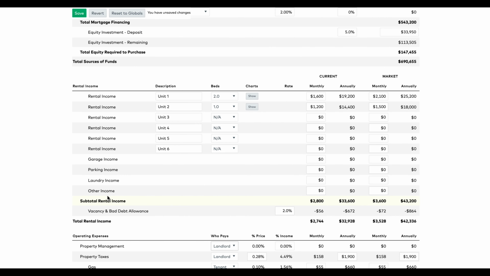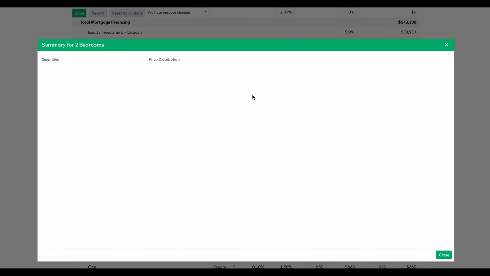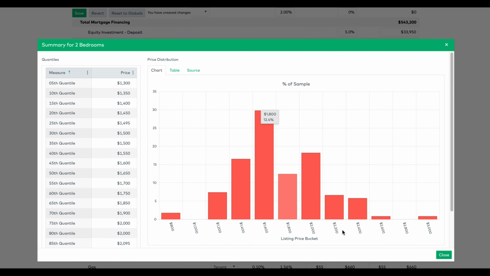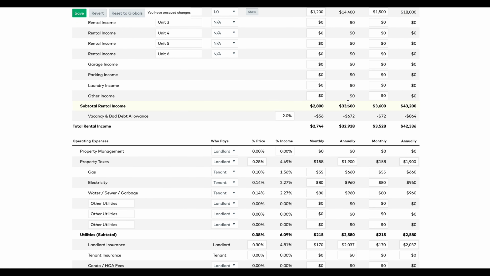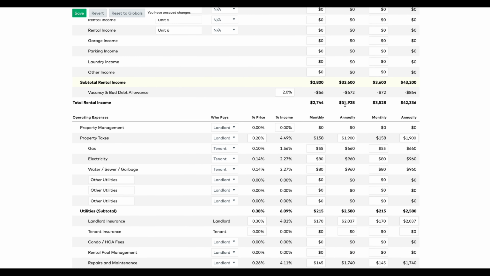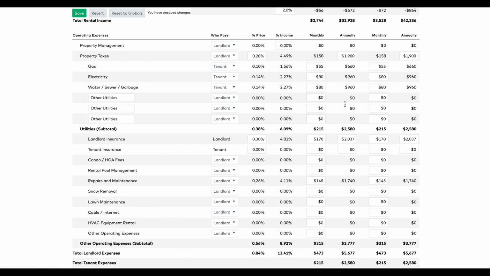Once we have that established, let's understand what we can rent this property for. Let's build a rental income statement. Let's pick out market rents for our individual units, surveying using market data. That provides the basis for our rents. We're going to pick a vacancy or bad debt allowance. That brings us to our total rental income.